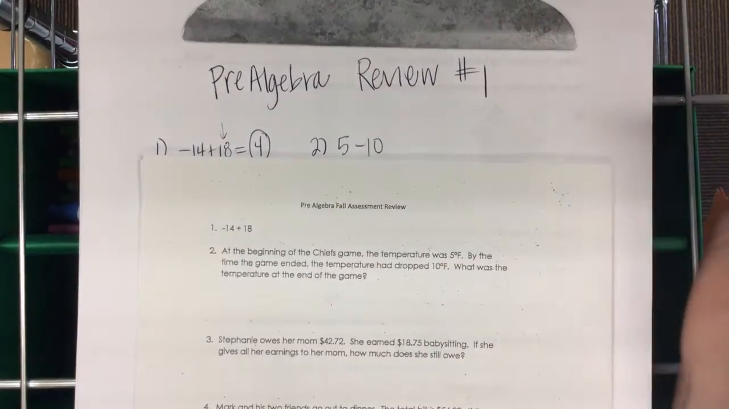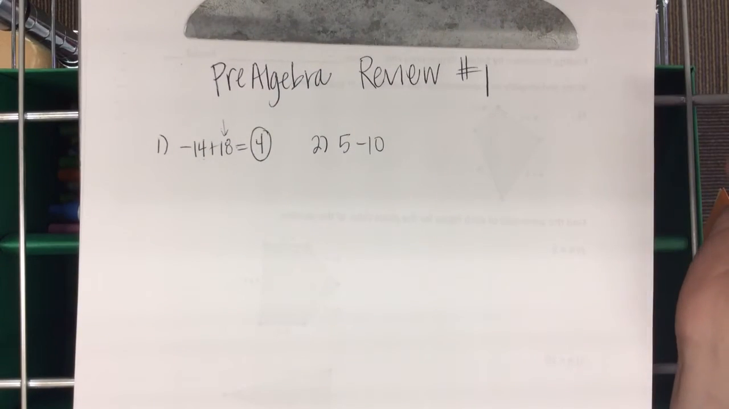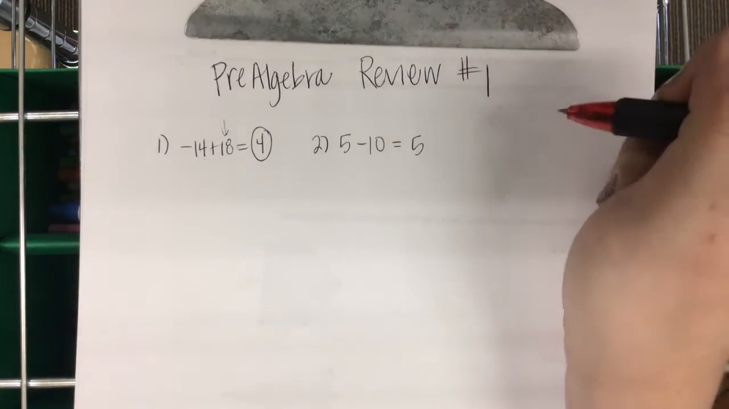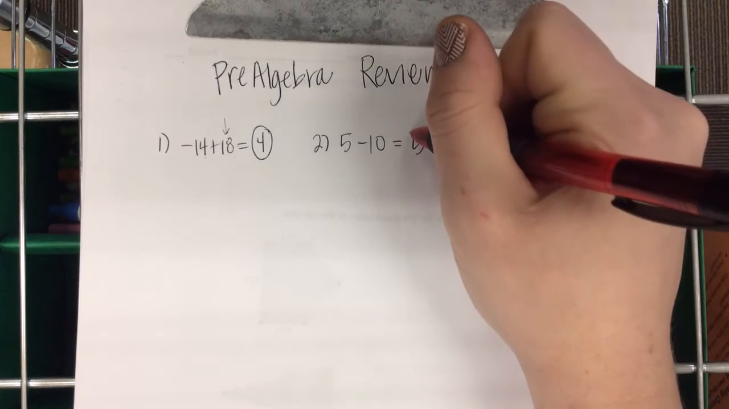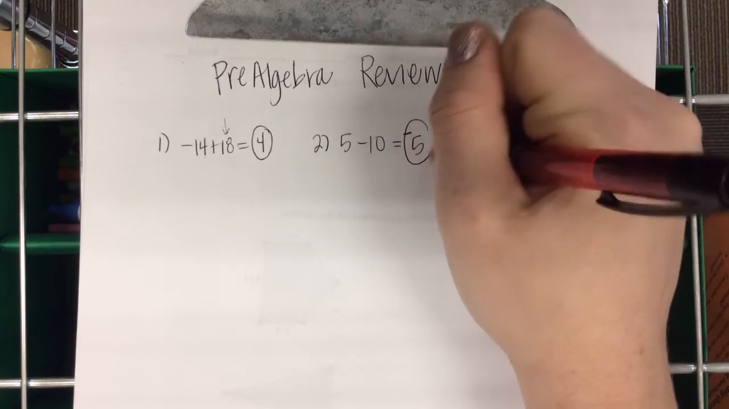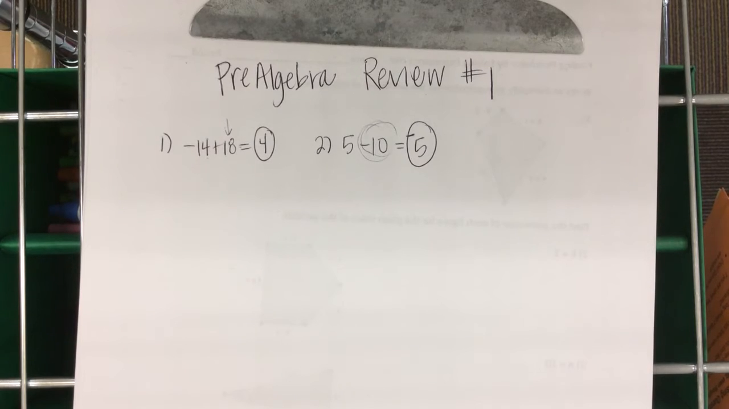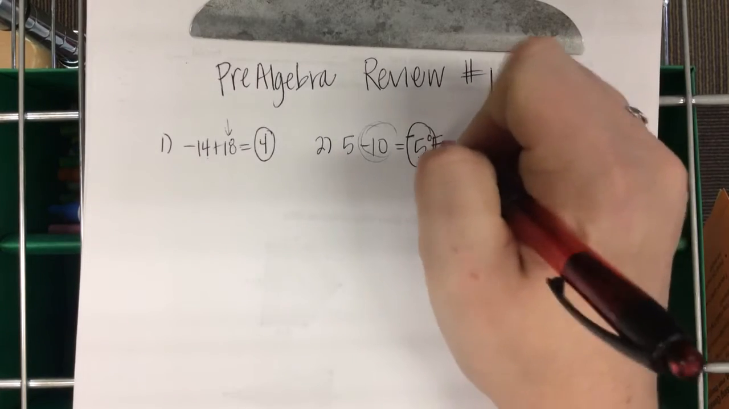5 minus 10. If the signs are different, find the difference, greatest distance. 10 minus 5 is 5. And is it positive or negative? Negative, because negative 10, dropping 10, is greater than 5. Negative 5 degrees Fahrenheit.